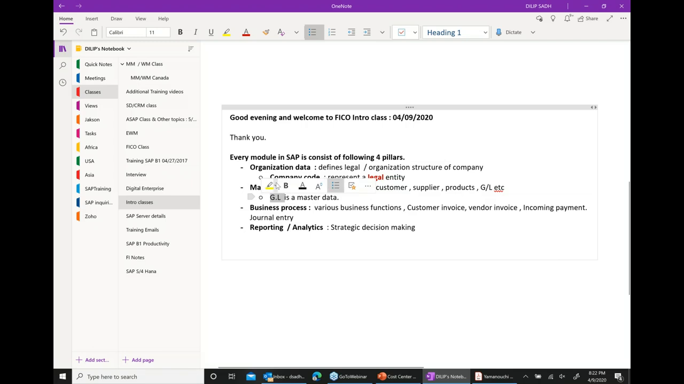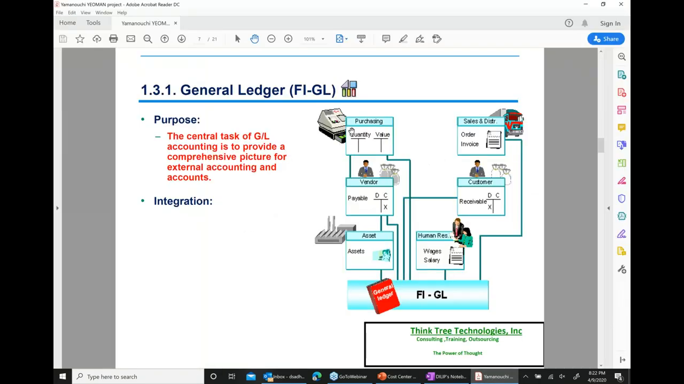So GL is master data. That's what you see here. Now, if you look at this picture, you're doing purchasing, you're doing sales, you're engaging with the customer, engaging with the vendor, you're taking care of assets, you're taking care of employees and paying their salary and wages.